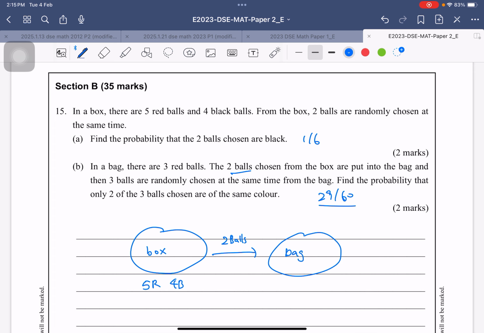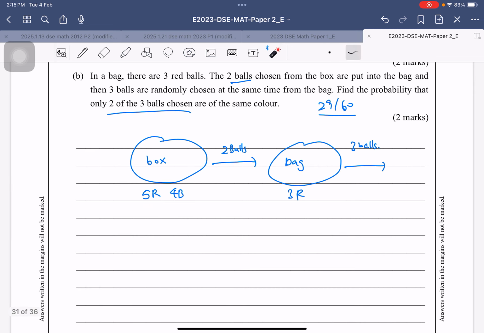And then how many are there originally? 3. We have 3 red. And then we take 3 balls. And then we want the probability that 2 of the 3 balls are the same color. So we have 2 decisions. This is the first decision. This is the second decision. So we consider them case by case.